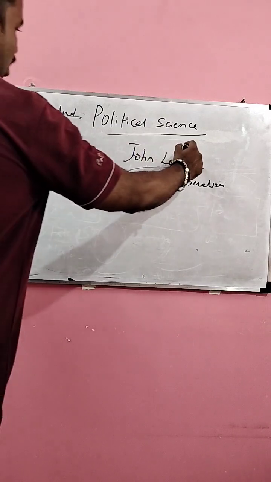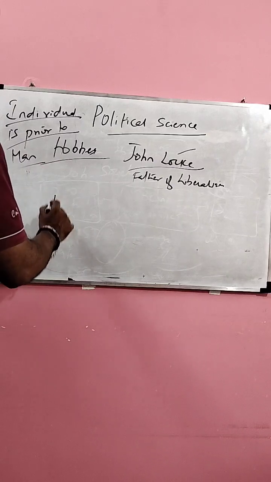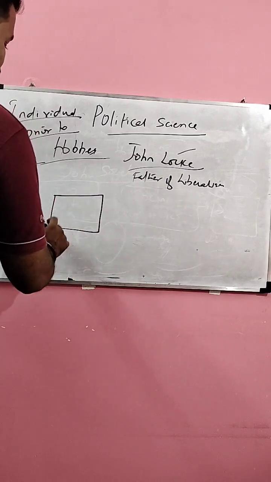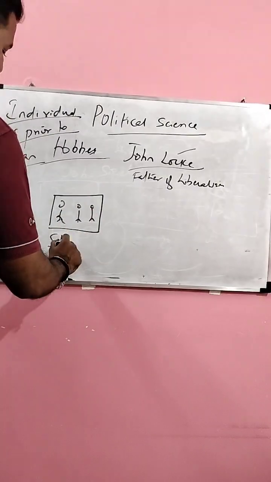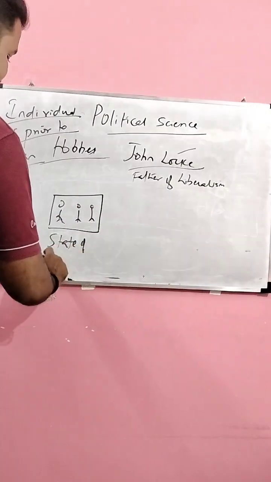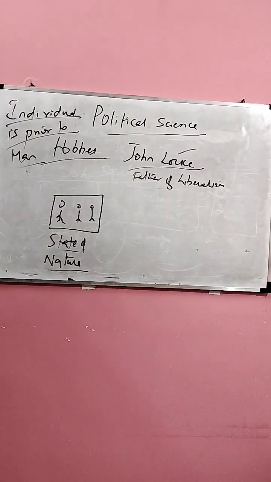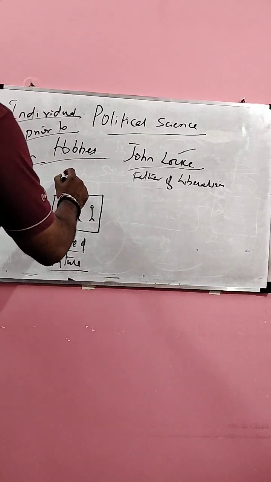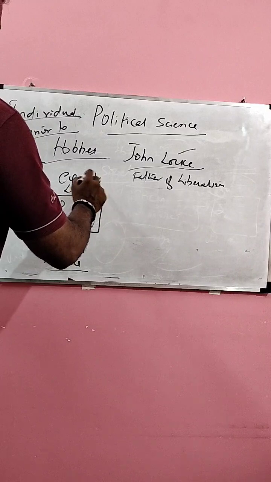Compared to Hobbes, John Locke's view of human nature is positive. He has a good view of human nature. He also speaks about the state of nature, but he did not see the state of nature as short, brutish and so on, as Hobbes saw. But he saw the state of nature as a positive concept.